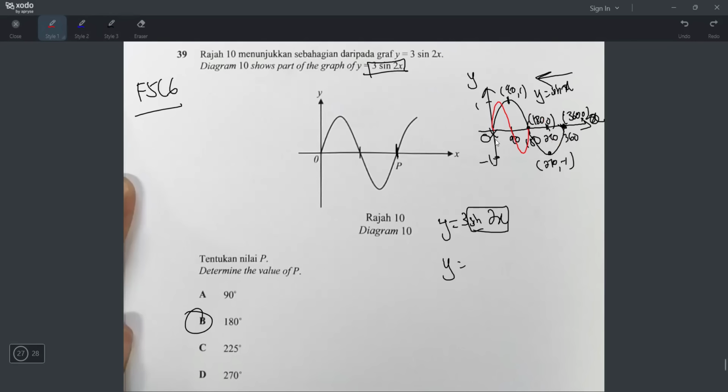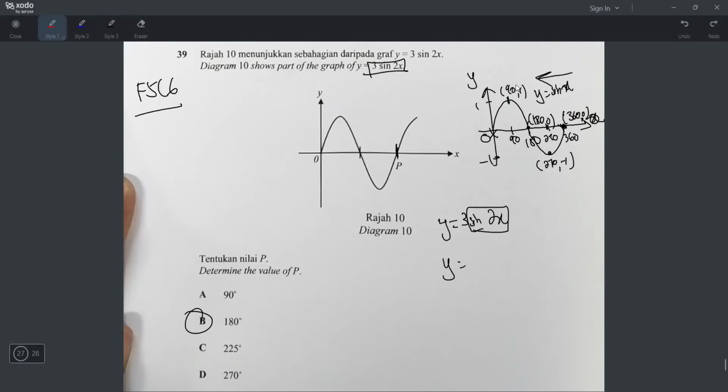right? Now imagine if you compress this graph, what's gonna happen to the x coordinate? It will change, right? But the y coordinate will stay the same because you compress horizontally. The y coordinate stays the same, but all the x coordinates change. And how will it change? It will divide by 2 because it's 2x. If it's 3x, then divide by 3.